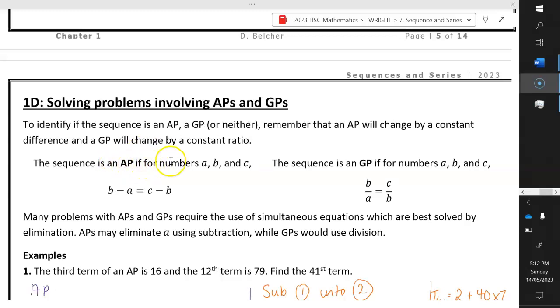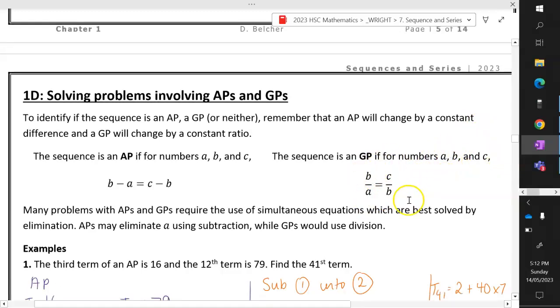If a sequence is an AP for the numbers A, B, and C, then we'd say B minus A equals C minus B. We looked previously at term 2 minus term 1 equals term 3 minus term 2. So they're just written in terms of A and B. If it's a GP for those same numbers, we'd say B on A equals C on B. Or term 2 divided by term 1 equals term 3 divided by term 2, which is how we did it. But we could write them like that as well.